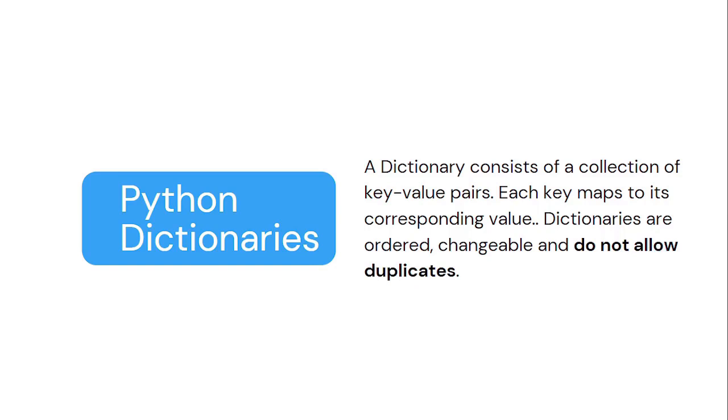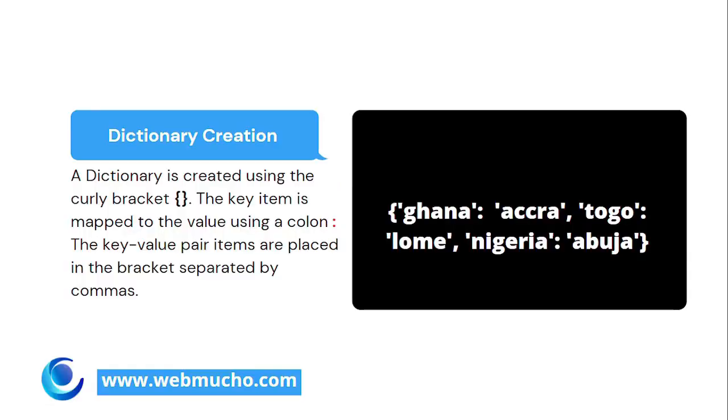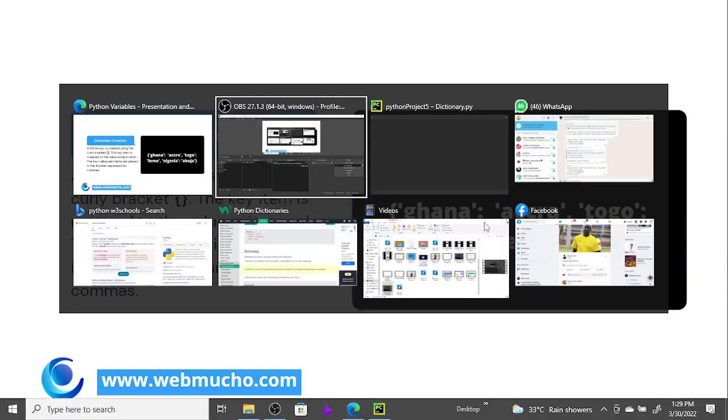Now, this is because these keys need to be unique, unlike tuples and lists where we're dealing only with values. To create a dictionary, you use the curly bracket. The key item is mapped to its corresponding value using a colon. So at this point, I will switch to my code and we'll take a look at it.